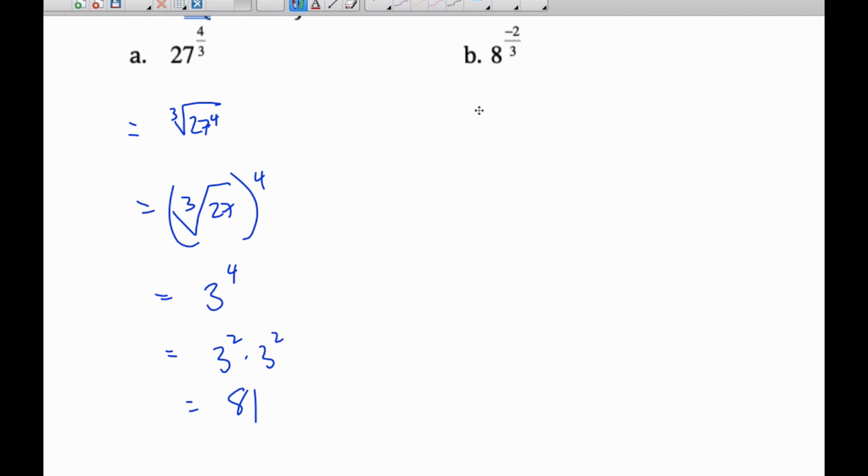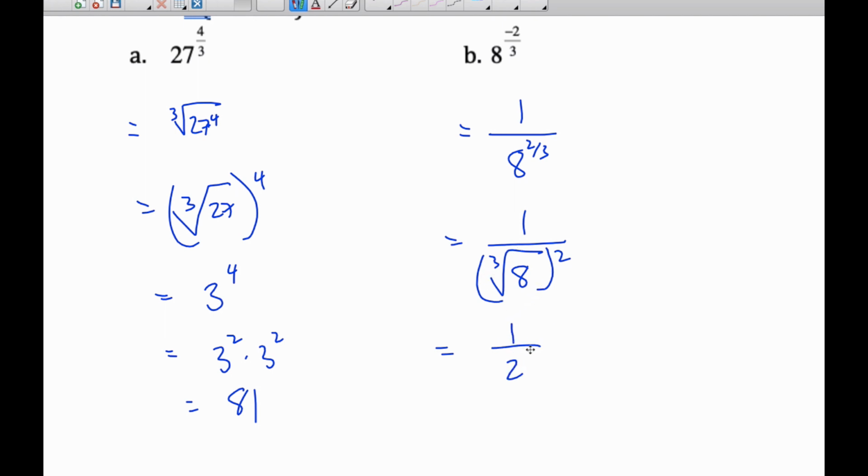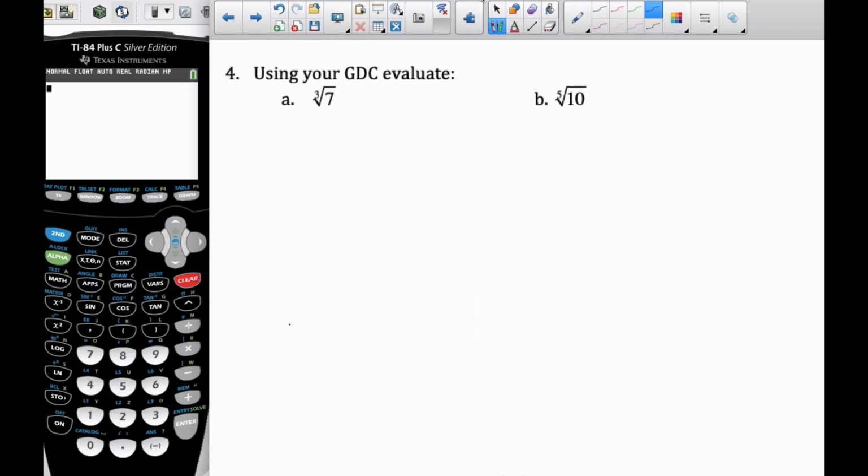Similarly, if I do this one, the negative part means it goes onto the bottom of the fraction, to the 2/3. And I also know that the third is the cube root of 8, and I'm going to put the 2 on the outside. And so now I have 1 over the cube root of 8 squared, the cube root of 8 is 2, to the power of 2, and this is 1 over 4.